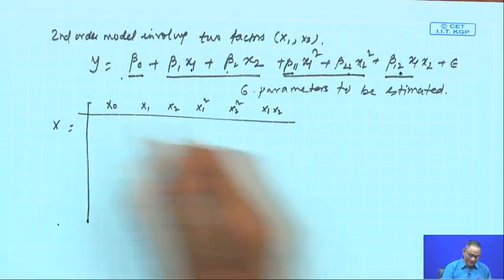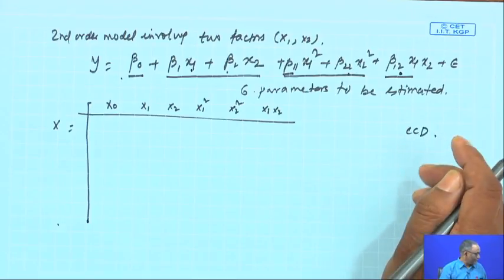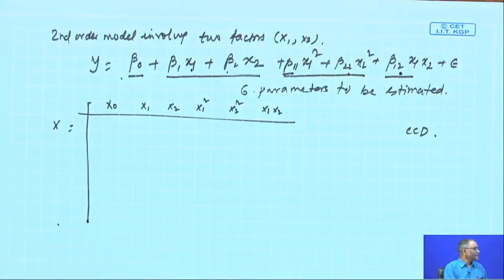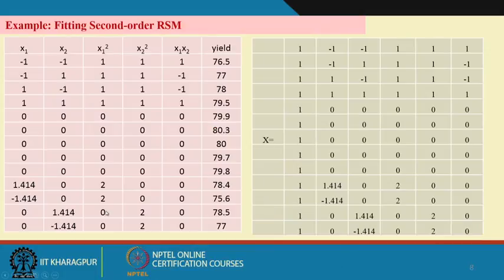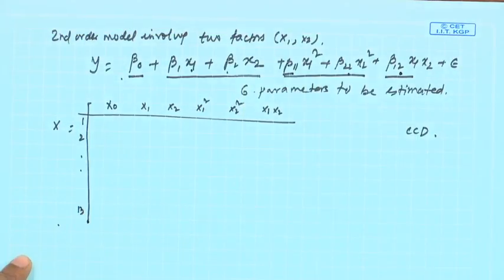Okay. So, now how many observations do we have? We have used CCD here, CCD with 4 factorial points, 4 axial points and 1, 2, 3, 4, 5 center points. So, that means 4 plus 4, 8 plus 5, 13. So, you have 13 observations.